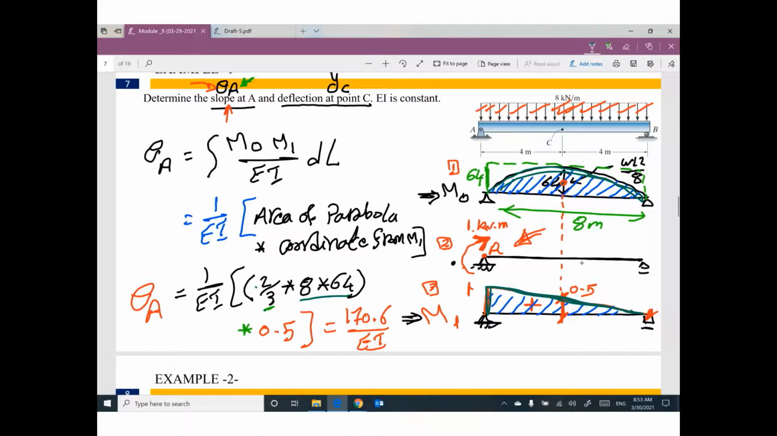Where is the centroid of the parabola? Go down to find the corresponding value of moment, which is 0.5. Then I can get the integration by graphics. I am done with theta at A. Can you tell me how I can get the deflection at C?